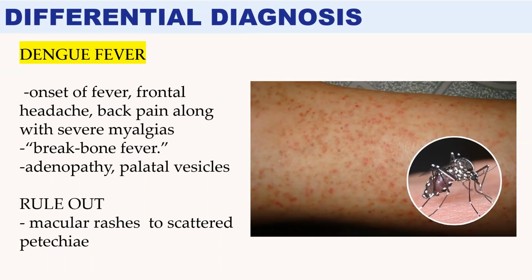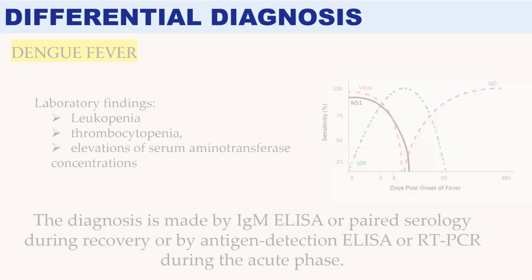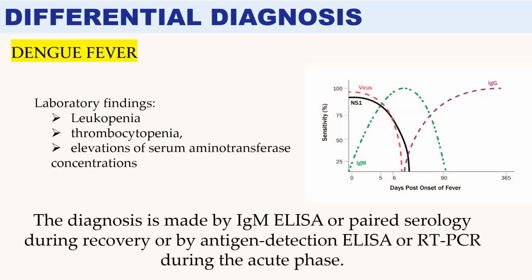We ruled out dengue since the rashes in dengue are macular rashes to scattered petechiae, in comparison with the patient's case, which was described as fluid-filled vesicular rashes. In dengue fever, laboratory findings include leukopenia, thrombocytopenia, and in many cases, elevation of serum aminotransferase concentrations. The diagnosis is made by IgM ELISA or paired serology during recovery or by antigen detection ELISA or RT-PCR during the acute phase.